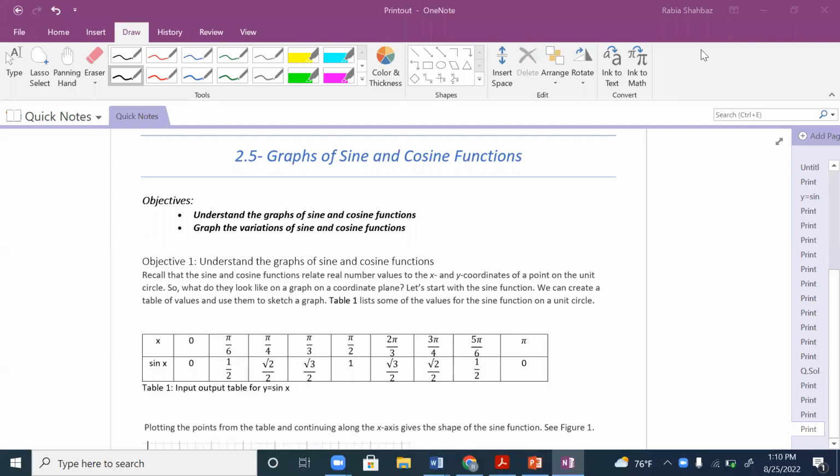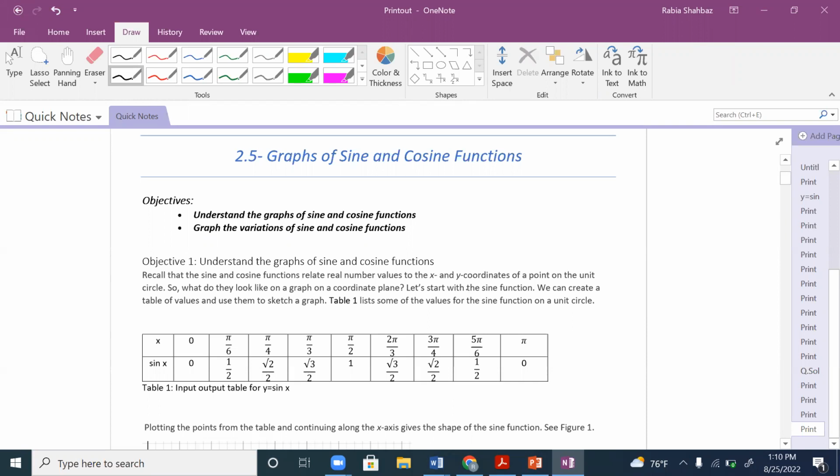Hello, students. In this section, we're going to talk about the graphs of sine and cosine functions. From the previous lessons, you have learned that the sine and cosine values correspond to the y and x coordinates of a point on the unit circle. The cosine corresponds to the x coordinate and the sine corresponds to the y coordinate.